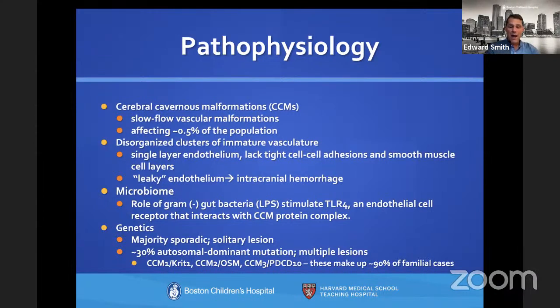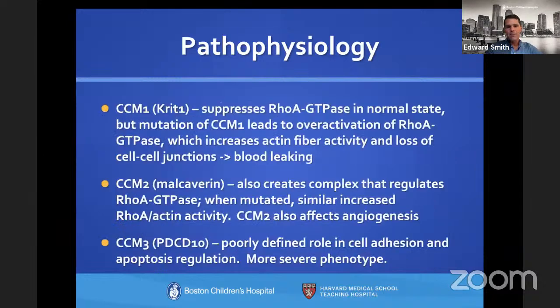Most of these are sporadic. They're solitary lesions. But about 30% of cases may have an autosomal dominant mutation, and these typically have multiple lesions. And again, the genes and their corresponding proteins are CCM1 with KRIT1, CCM2 with OSM, and CCM3 with PDCD10. And those three genes, the mutations in one of those, comprise about 90% of all the familial cases.